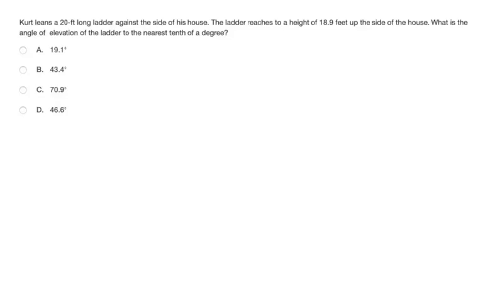And I would say what the word problem says. Kurt leans a 20-foot ladder against the side of his house. The ladder reaches to a height of 18.9 feet up the side of the house. What's the angle of elevation of the ladder to the nearest tenth of a degree?